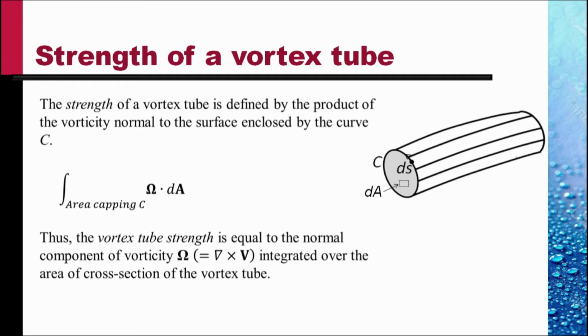The strength of the vortex tube is defined by the product of the vorticity normal to the surface enclosed by the curve C. So in this curve C, if we take a small area dA, then the strength of the vortex tube is the integral over the capping area of omega, capital omega, times dA, where capital omega is the vorticity vector, curl of V. Thus, the vortex tube strength is equal to the normal component of vorticity integrated over the area of cross section of the vortex tube.